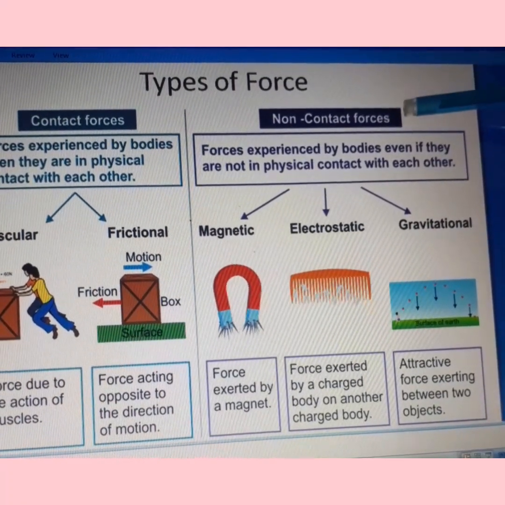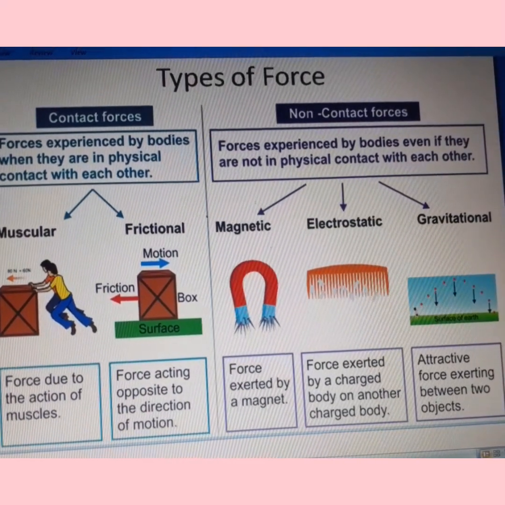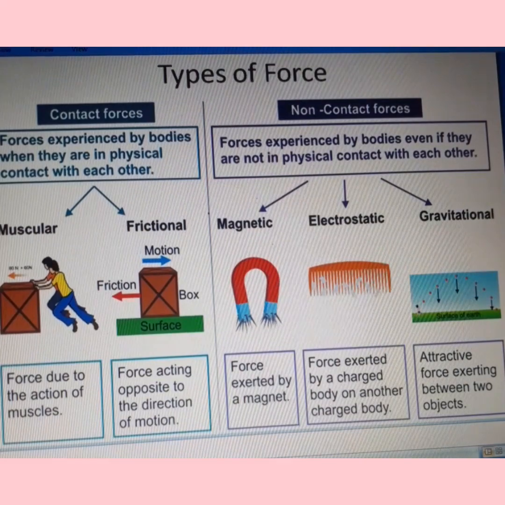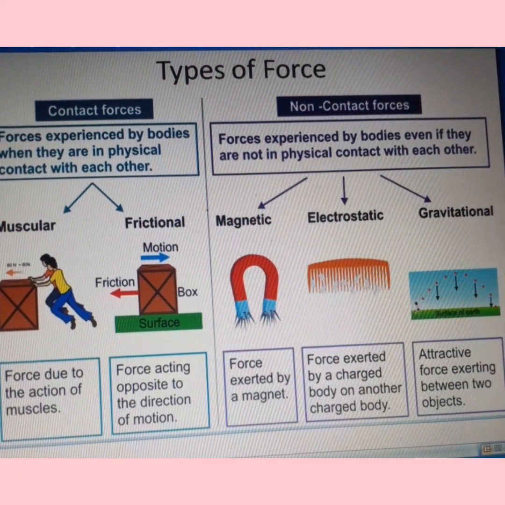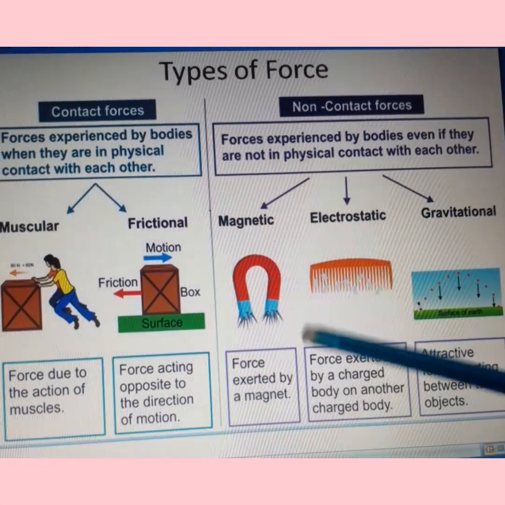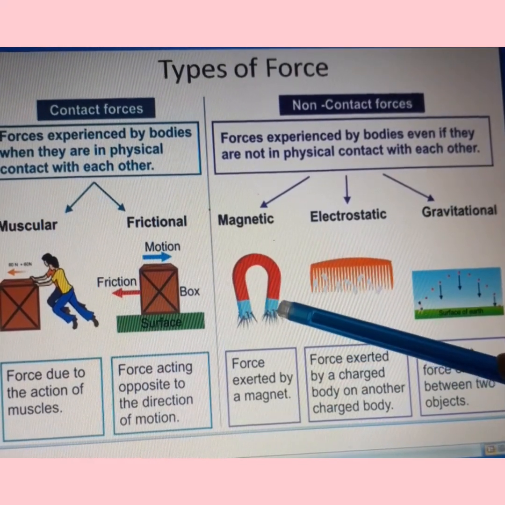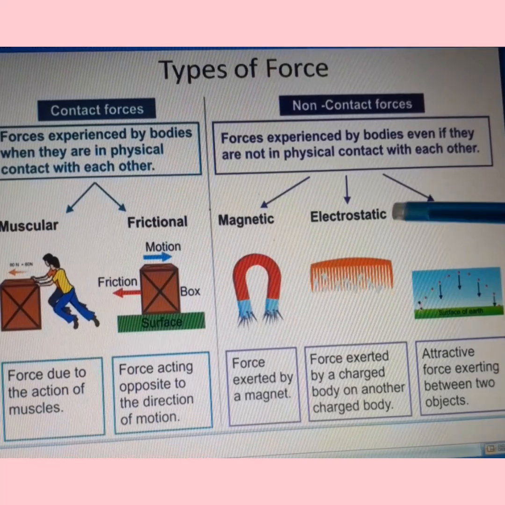Non contact forces are those forces that are experienced by bodies even if they are not in physical contact with each other. Some examples of non contact force are magnetic force. This is the force that is exerted by the magnets. The nails are being attracted by the magnet due to the magnetic force.